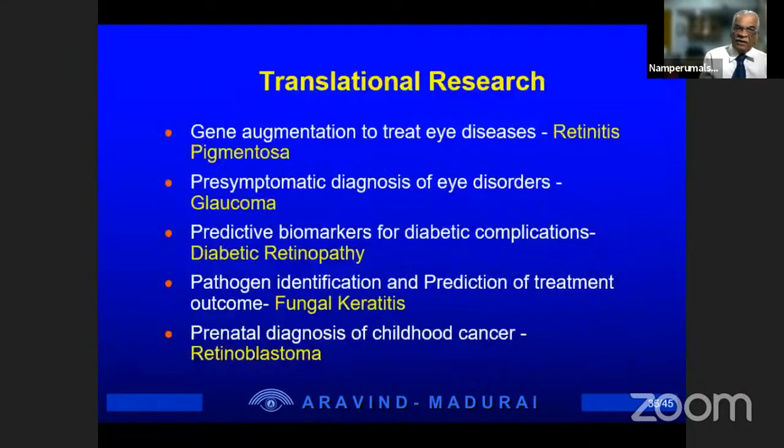And genetics, yes, translation, everything must be for the benefit of the patient. You should be able to translate it to the patient's benefit. Whether you can do pre-symptomatic diagnosis of eye disorders, so that in glaucoma you can cure the glaucoma, not just control glaucoma. It is possible. That is what we have to do. Diabetic retinopathy, a clinical lab test to find out diabetic retinopathy.